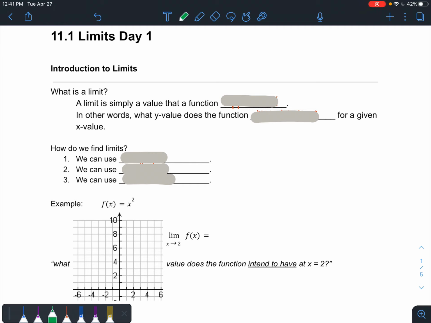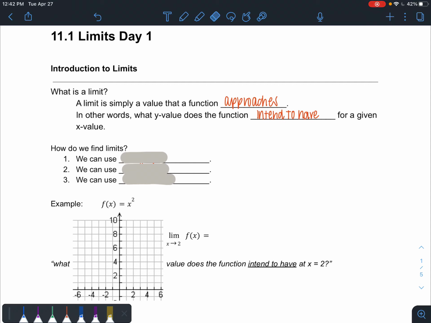So this is first our introduction to limits, and limits are really getting into the calculus side of pre-calculus. So first, what is a limit? A limit is simply a value that a function approaches. In other words, what y value does the function intend to have for a given x value? So the y value would then be our limit.